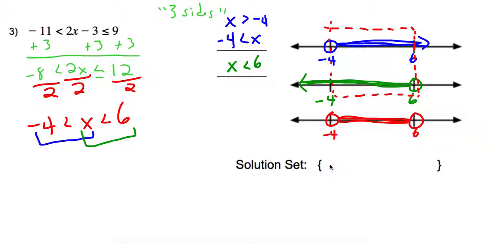So my final solution set, I could do this 2 ways. I could say x is greater than -4 and x is less than 6. Or I can write this as -4 is less than x, which is less than 6.